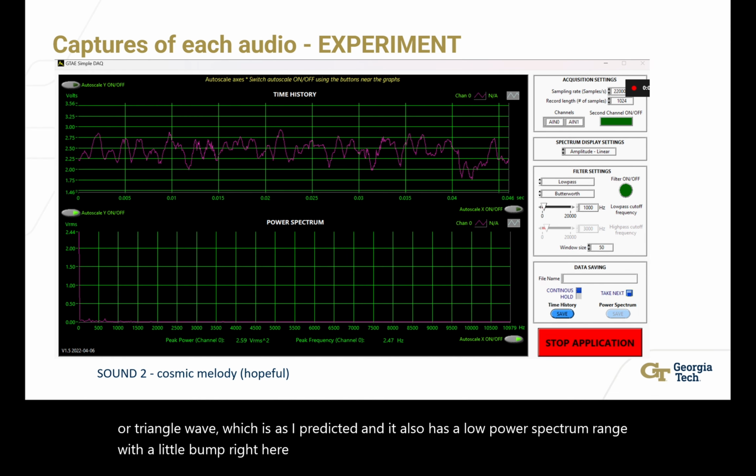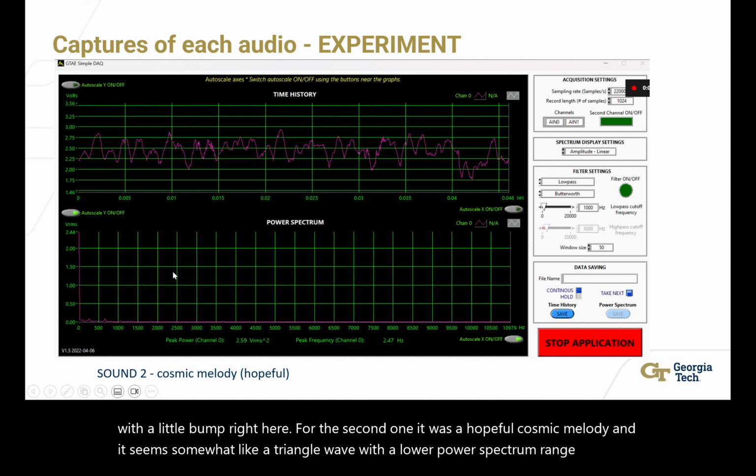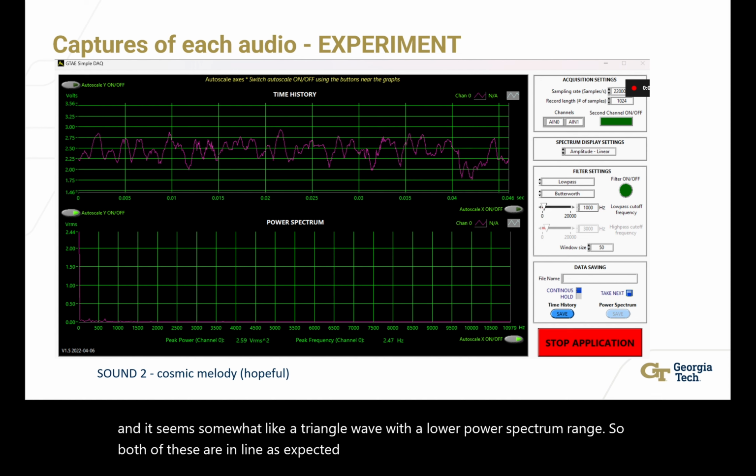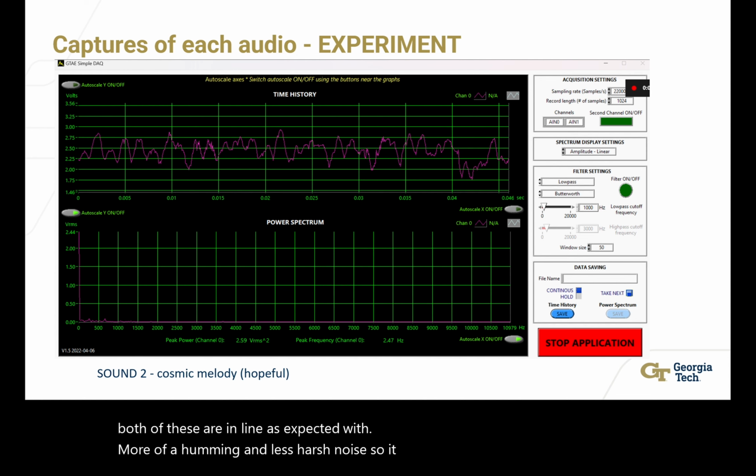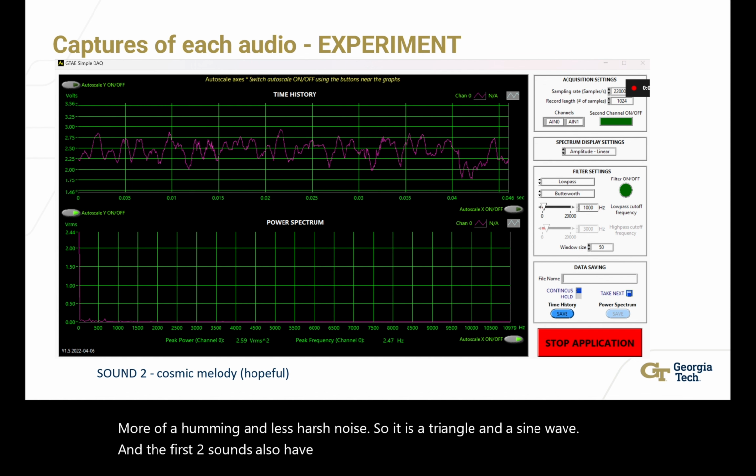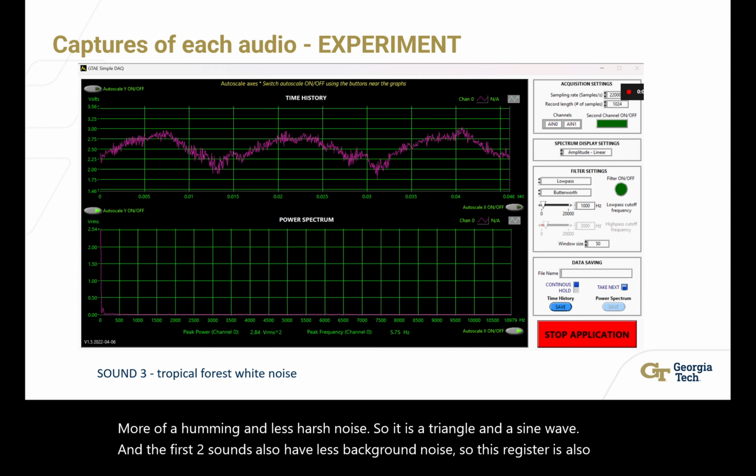For the second one, it was a hopeful cosmic melody, and it seems somewhat like a triangle wave with a lower power spectrum range. So both of these are in line, as expected, with more of a humming and less harsh noise, so it is a triangle and a sine wave. And the first two sounds also have less background noise, so this register is also accurately reflected in the graph.